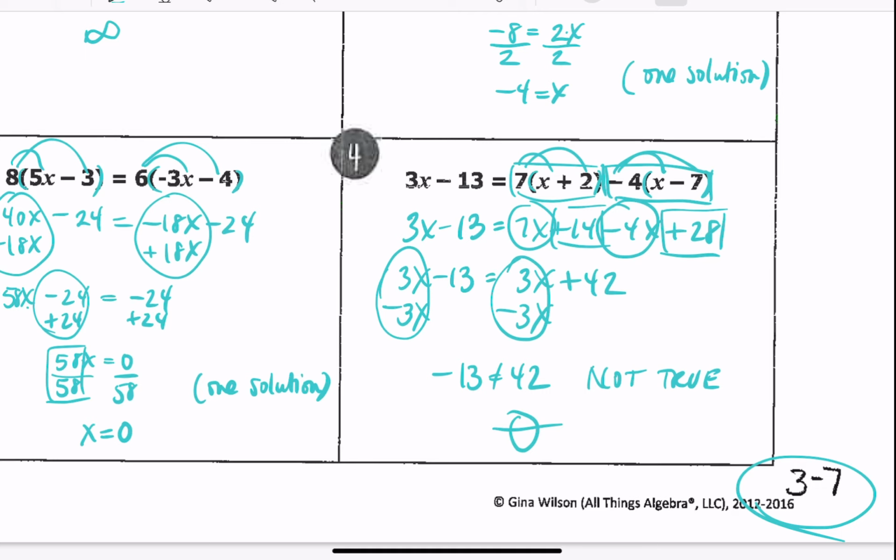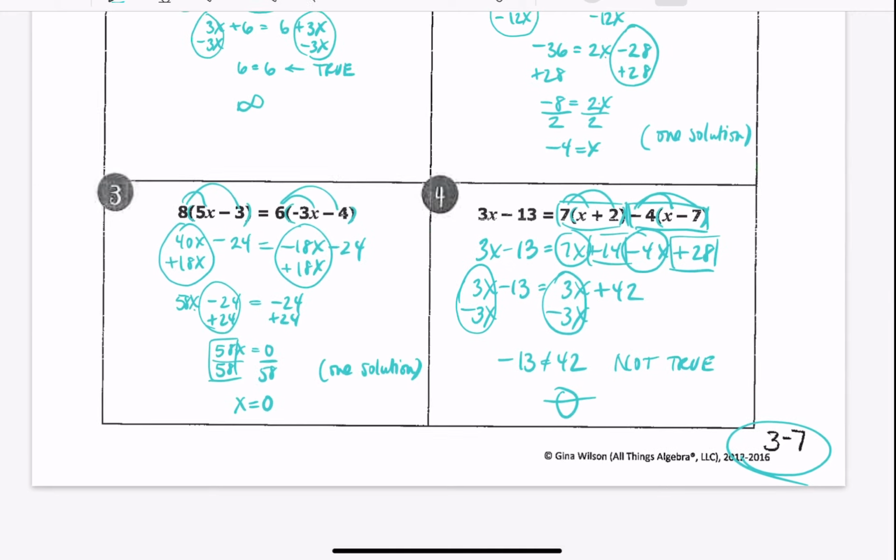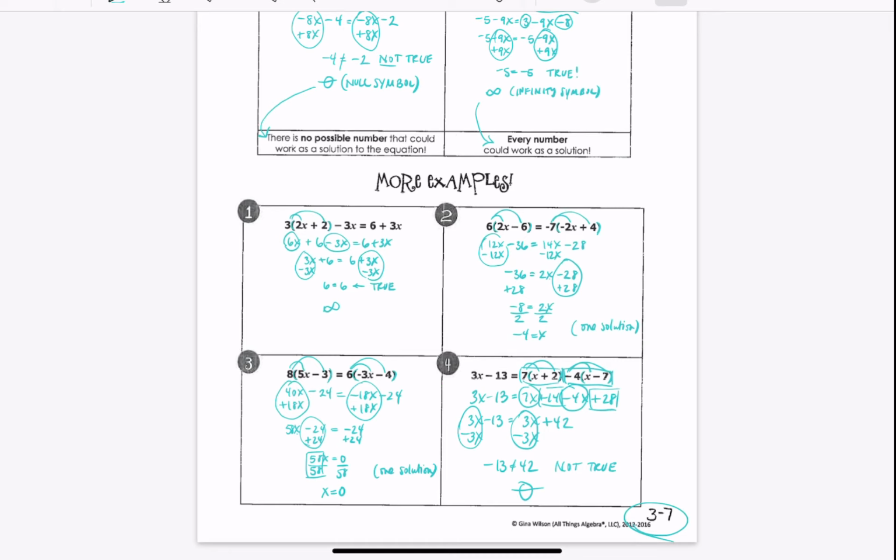So those are your notes for infinite and no solutions in addition to those one solutions that you've already been solving.